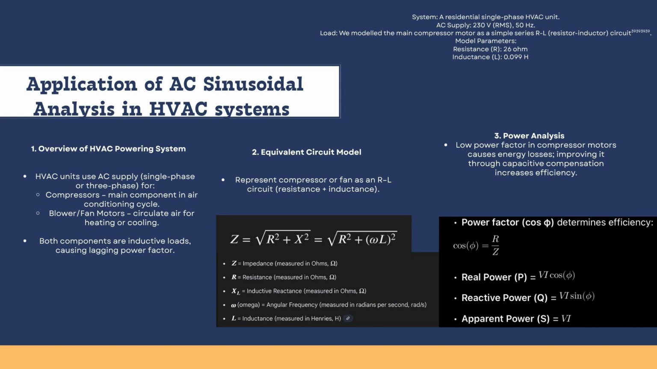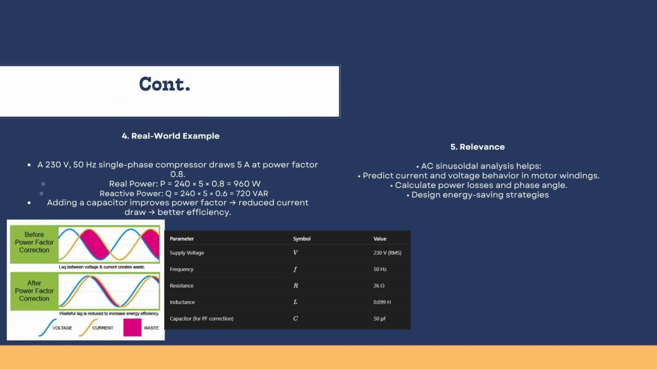So next, let's see a real world case study. So here is the key part: without a capacitor, the inductive reactance causes the current to lag far behind the voltage, resulting in a low power factor. This means more current is drawn from the supply to deliver the same amount of real power, which leads to energy losses, voltage drop, and heating in the wires.